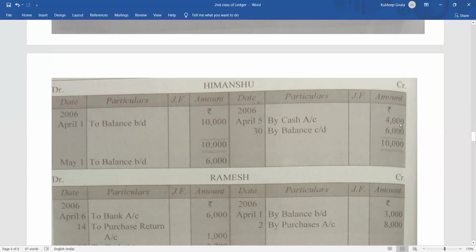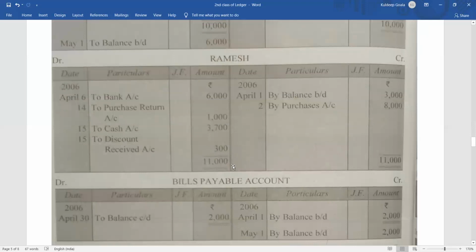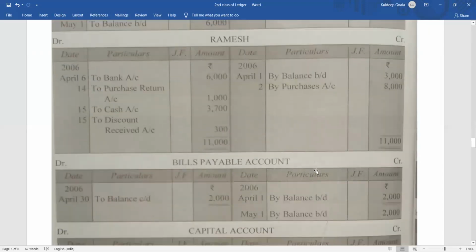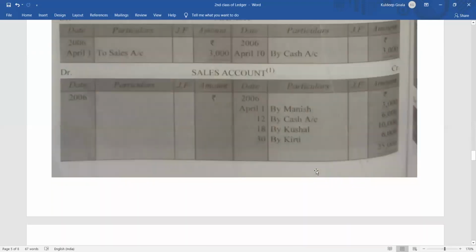In case of Himanshu, you can see that opening balance was 10,000 and another entry was there in the credit side, 4,000. So the debit side was more, so take the debit side total on both the sides, and subtract the credit side total. If you subtract, it is 6,000, right? So the balancing figure, balance carried down, is 6,000. That will be brought down again on the next date as 6,000. Now the last one I'll explain to you. Ramesh also, both the sides are matching, so nothing to do. One more I'll take and explain to you.